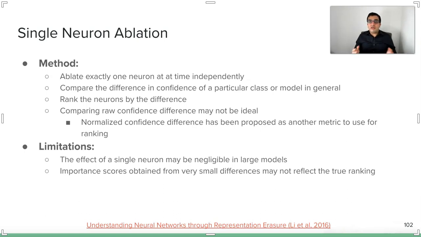Now, although single neuron ablation is a straightforward technique to find important neurons, it may not always be an effective method. The effect of a single neuron may be negligible in large models because information is generally redundantly learned in these networks. There can also be groups of neurons learning a concept together, and these kinds of groups cannot be identified using single neuron ablation because each neuron is looked at completely independently.